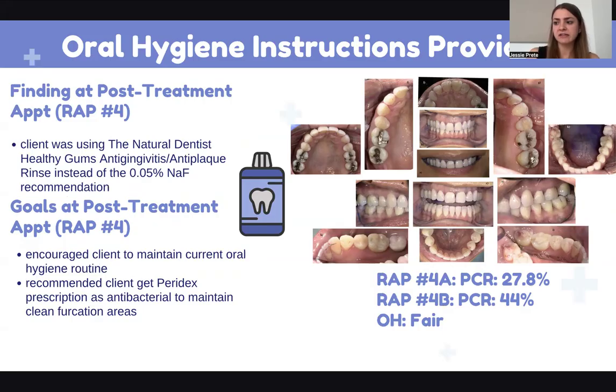I encouraged the client to maintain their current meticulous oral hygiene routine, and I recommended that the client get a prescription for Paradex, an antibacterial, to maintain clean furcation areas. Although both PCR scores from the reevaluation appointments were within the fair range, they significantly differed.